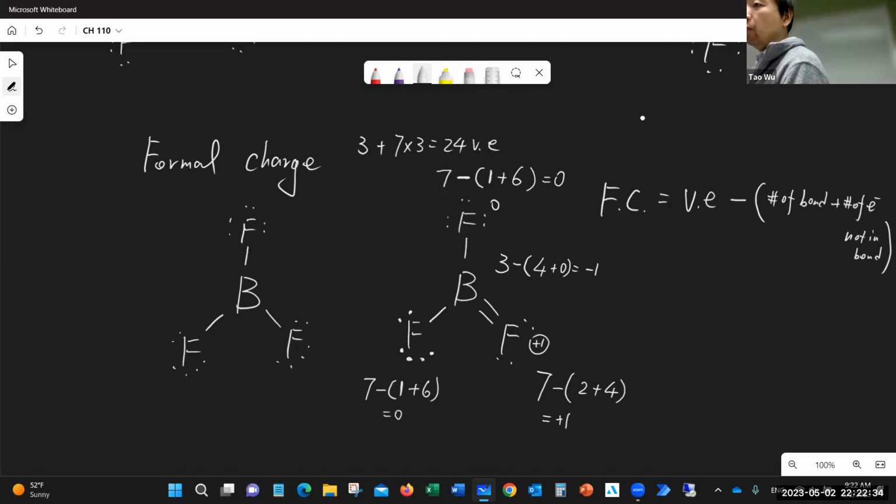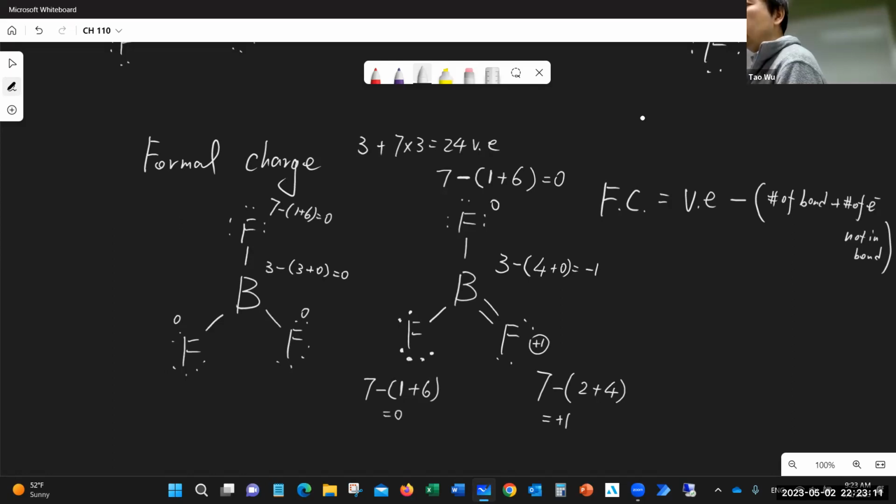Then let's look at this other one. This fluorine is exactly like this, so the formal charge will be the same: 7 minus 1 plus 6, totally 0. Those 2 fluorines are the same thing, so this is also 0. This is also 0. Then let's look at the boron. They have 3 minus 3 bonds plus 0 electrons. That's also 0. So for this structure, everything is 0.